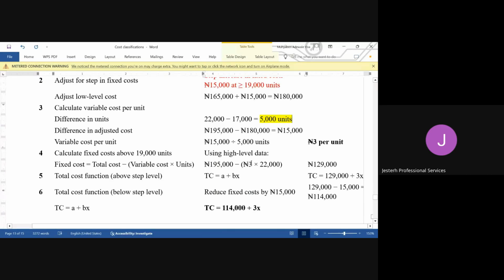What if our level of activities did not increase? We still maintain the 17,000 units. In this aspect, we are not going to stress ourselves. We just say the total cost that we arrive with is 129,000 minus the increase in fixed cost that we are asked to add initially, which is 15,000.